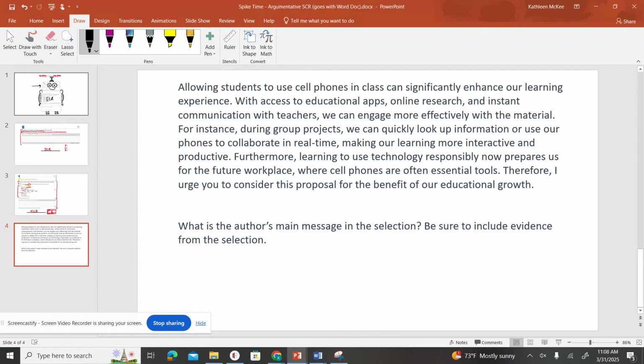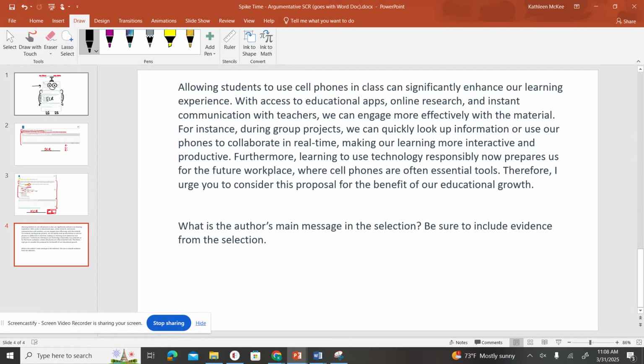Furthermore, learning to use technology responsibly now prepares us for the future workplace, where cell phones are often essential tools. Therefore, I urge you to consider this proposal for the benefit of our educational growth.